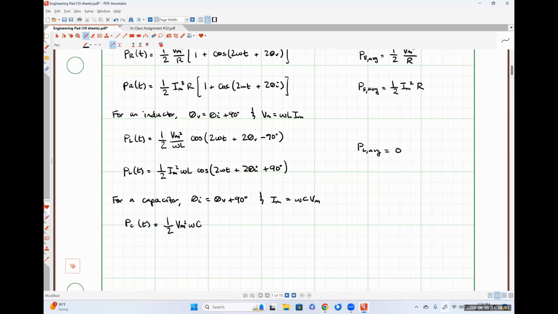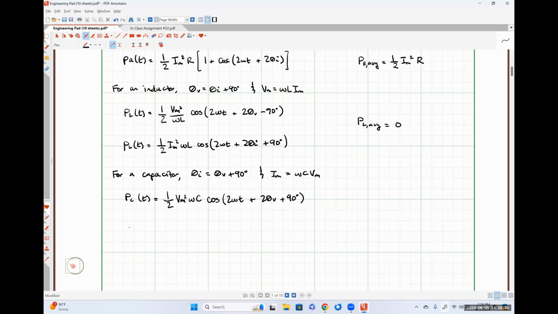Theta V minus theta I in this case is actually going to look like negative 90 degrees. And the cosine of negative 90 degrees is still 0. So our DC term goes away. And we're just left with an AC term of cosine twice omega t plus twice theta v plus 90 degrees.